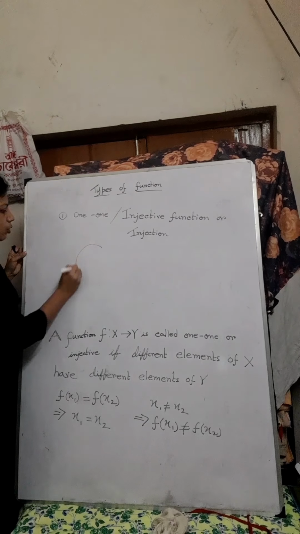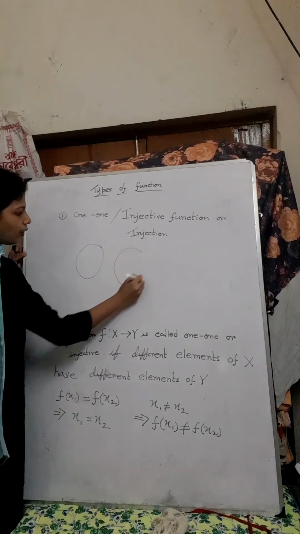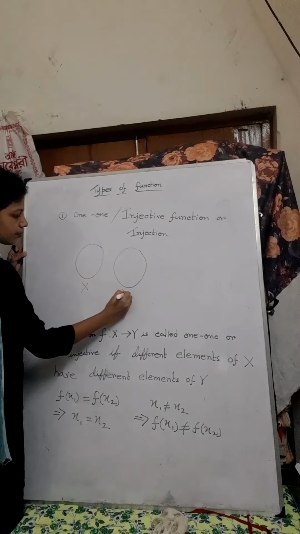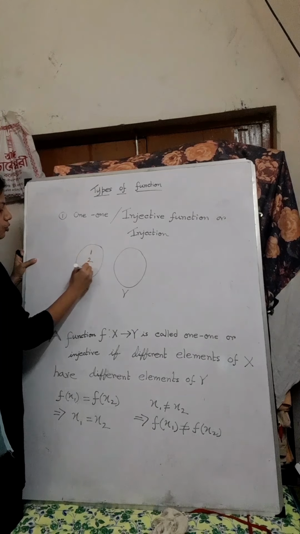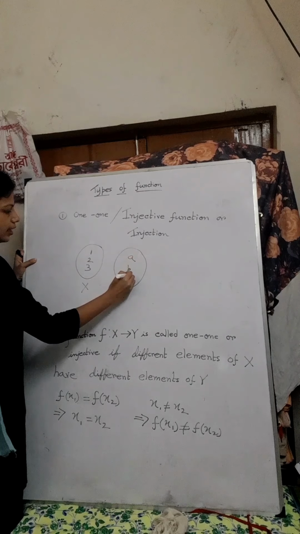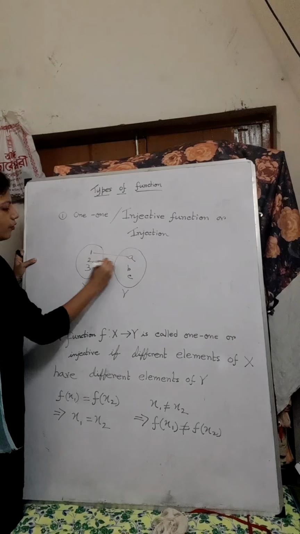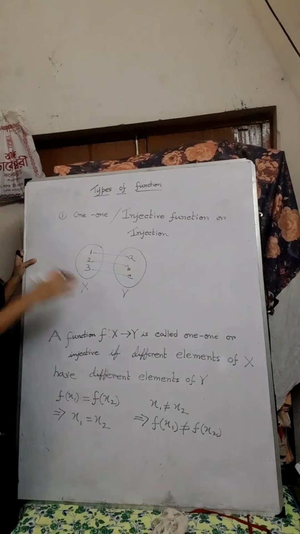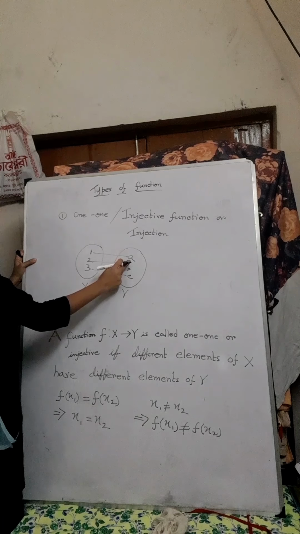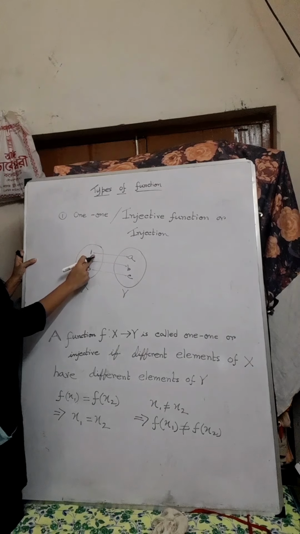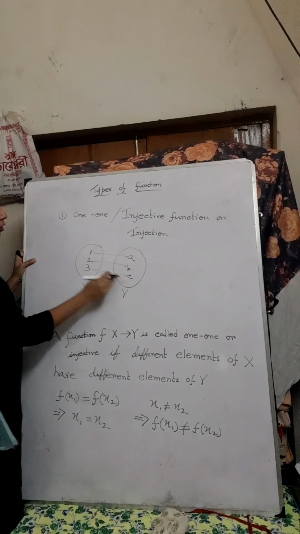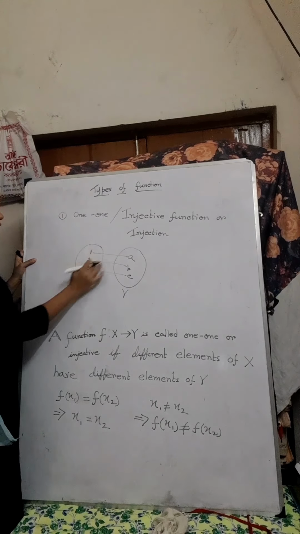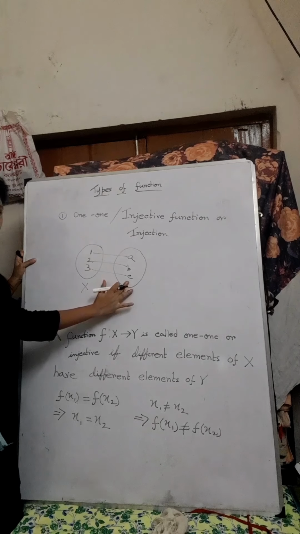If I take two sets here, x and y. So 1, 2, 3, A, B, C. Just one relation. Sorry, it means every image has just one pre-image. Okay, every image has just one pre-image. That one is one relation. This one is pre-image, this one is image.